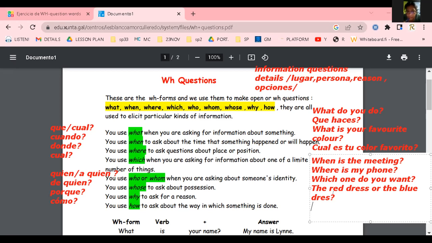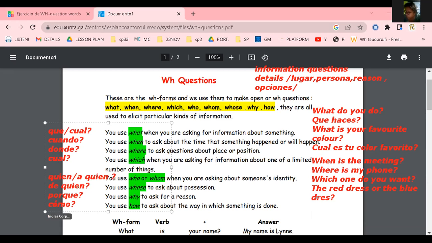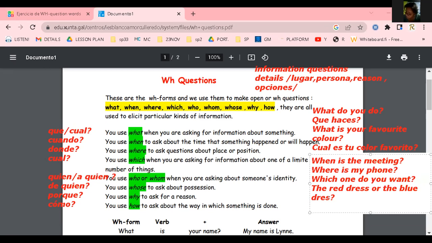Después seguimos con who. Who significa quién. Entonces, yo pregunto, yo quiero saber quién es la persona que hizo alguna cosa. Por ejemplo, quiero conocer la identidad de esa persona. Who plays with the baby? Vamos a ver, ¿quién juega con el bebé?